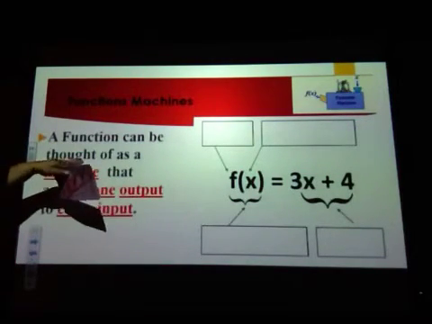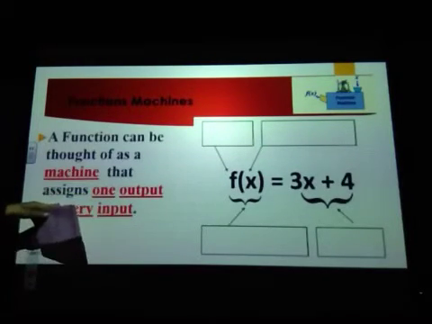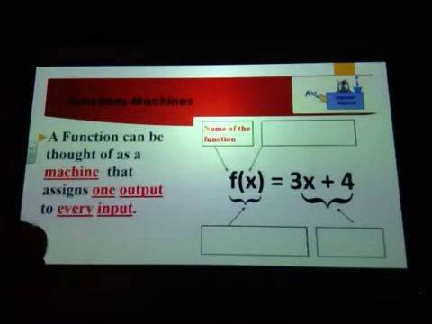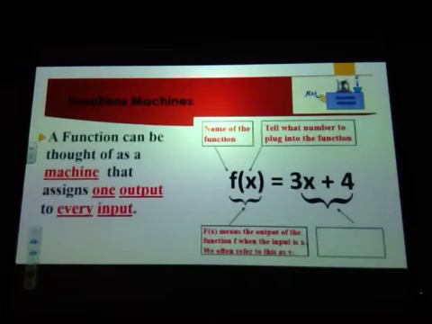A function can be thought of as a machine that assigns one output to every input. So, there's the name of your function, just like she was talking about. This tells you what number to plug into the function right here. f of x means the output of the function f when the input is x. We often refer to this as y, just like she was talking to you about. And of course, here's your function right here. Okay, you'll need to write this. Remember, you can pause at any time that you need to.